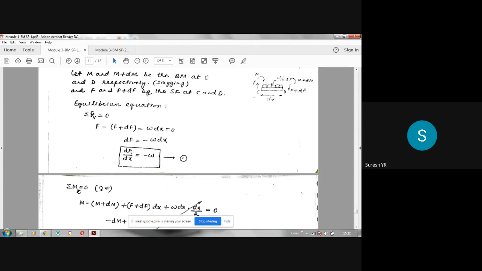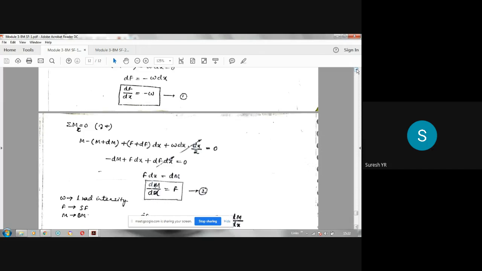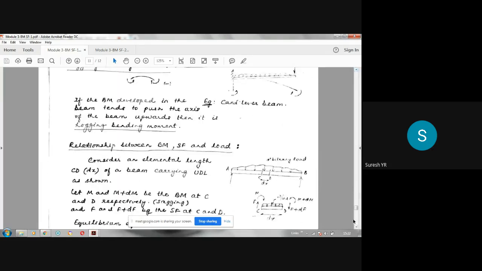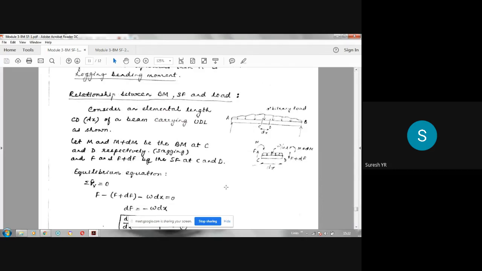That is, F is the shear force, X is the distance, W is the load, and the rate of change of bending moment with respect to distance X is shear force. So these two are very important relations, which we can prove. This is another important question: derive the relationship between bending moment, shear force, and load intensity in a beam. Like that they will ask. So we have to derive those two relations. A simple derivation within 2-4 lines you will get that.